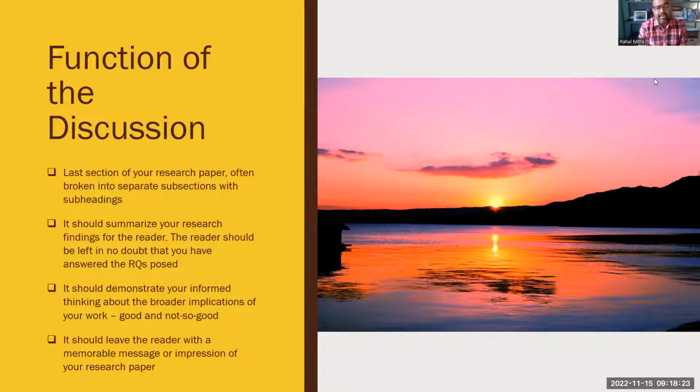And then finally, your discussion section should leave the reader with a memorable message or last impression of your research paper, because again, this is the sunset portion of the paper. So you want the reader and the reviewer to leave with a memorable message, a good takeaway point or two.